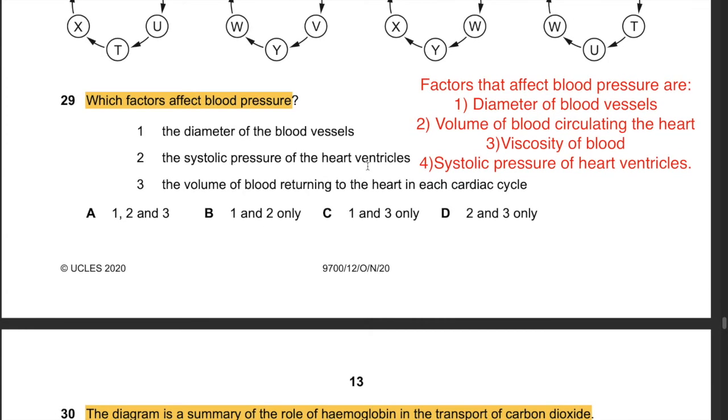Question 29. Which factors affect blood pressure? 1. The diameter of the blood vessels. Yes. 2. The systolic pressure of the heart ventricles. That's also correct. 3. The volume of blood returned to the heart in each cardiac cycle. That is also correct. If you look at the side, factors that affect blood pressure are diameter of blood vessels, volume of blood circulating the heart, viscosity of blood, and the systolic pressure of heart ventricles. Therefore, the answer is A, 1, 2, and 3.